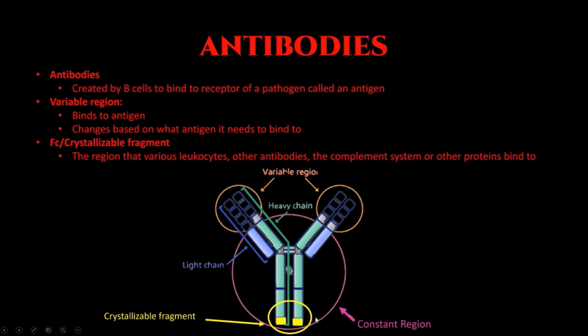And then there is a crystallizable fragment region. This is the part where other antibodies, leukocytes, the complement system can bind to exert its effects. So once again, just a Y-shaped protein that binds to the antigens with the variable region, and then other things can come bind here to exert their effects.